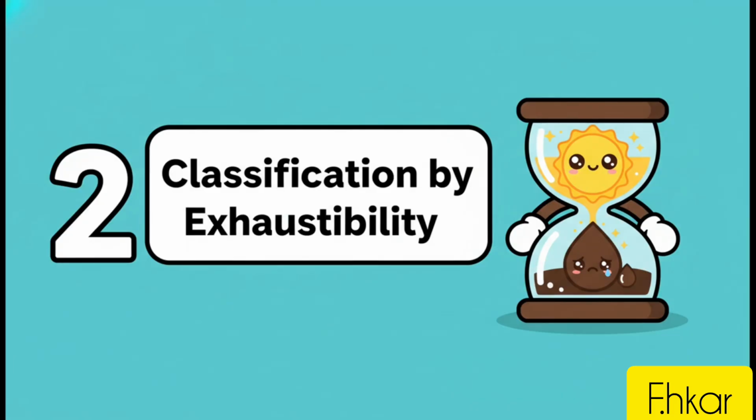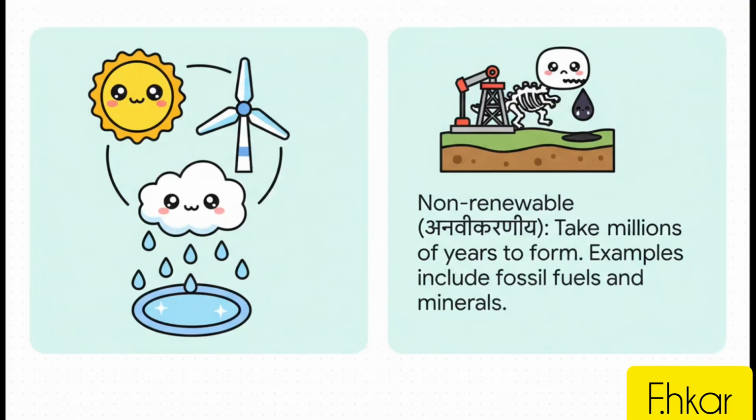Our next category is all about how long they'll last. Basically, can we keep using it, or is it eventually going to run out? This gives us renewable resources, or navikaraniya. Think solar, wind, things that can be replenished. And on the flip side, we have non-renewable resources, anavikaraniya. These are things like fossil fuels that took millions and millions of years to form. So once they're gone, they are pretty much gone for good.